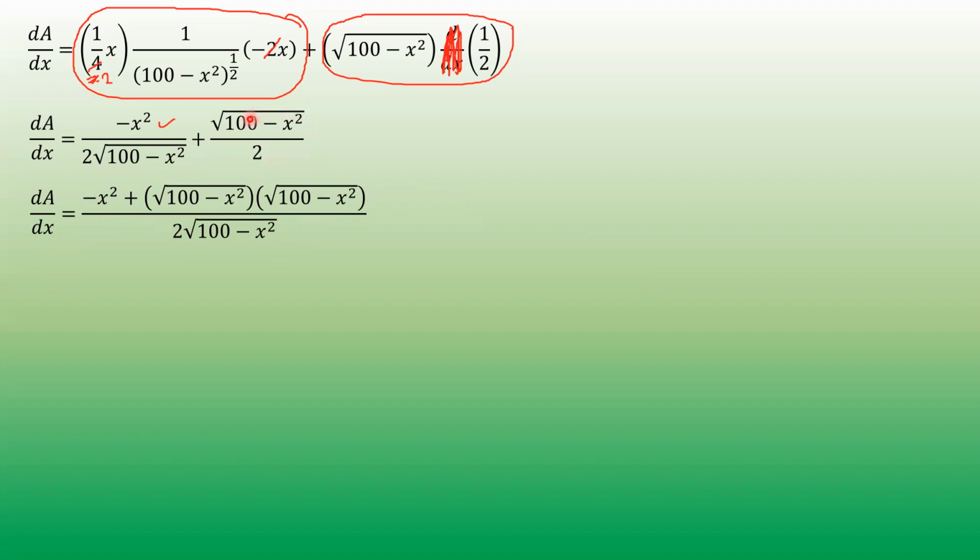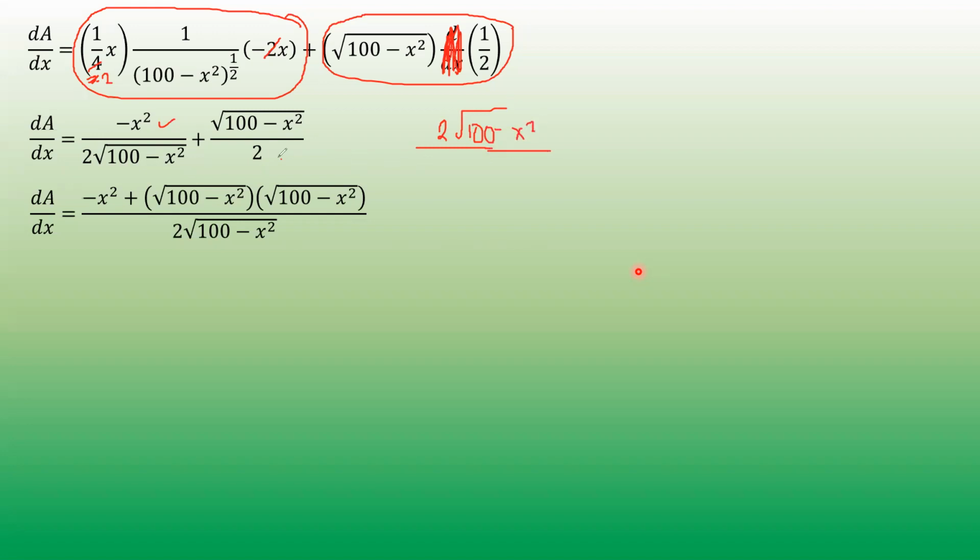Kaya ito yun. Square root of 100 minus x squared tayo. Ganun lang pag LCD. Kasi, di ba yung 2, pareho silang may 2, saka square root. Ito yung ating pinaka-LCD, yung 2 and square root of 100 minus x squared. Itong ating LCD, 2 square root of 100 minus x squared.